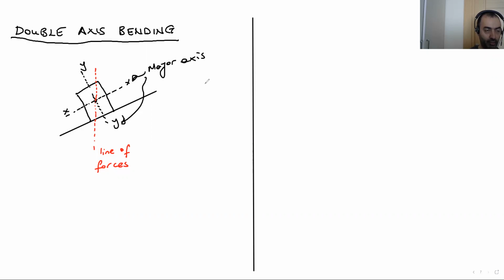We can think about the bending like it's a combination of two simple bendings. One is around x-axis, the other one is around the y-axis. Double axis bending is this actually. We are gonna have two different bendings, one around X, one around Y. So we combine both of them and get the result. That's it. Let's draw a section to define it.